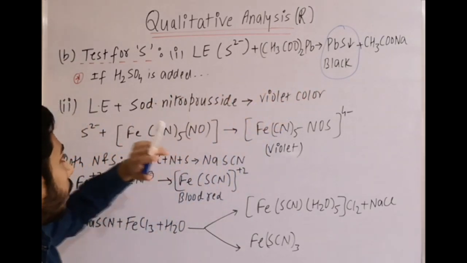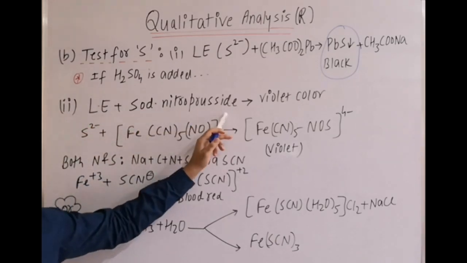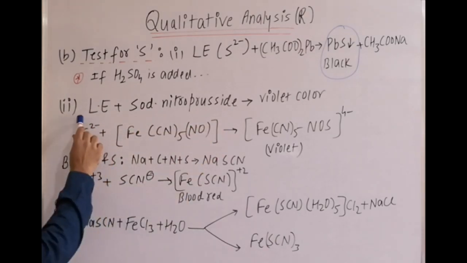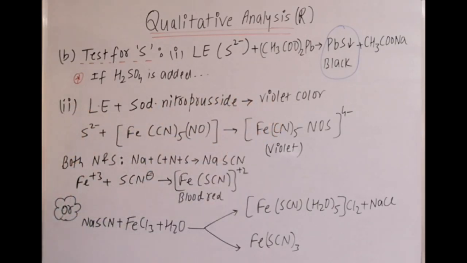Now next test, which is very important, just like in nitrogen we have Prussian blue color. This is a test for sulfur, and a very important one, which is the sodium nitroprusside test. Generally Lassaigne extract plus sodium nitroprusside results in a violet colored complex formation. That is the test for sulfur.